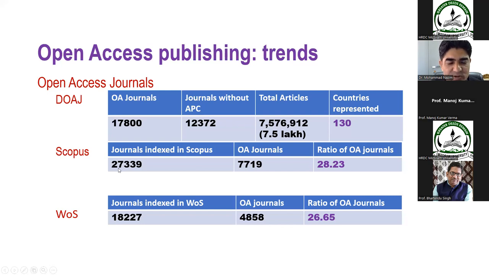Now come to Scopus. In the Scopus database, around 27,000 journals are indexed from different countries of the world, out of which around 7,700 journals are open access journals. The ratio is around 28%. In Web of Science, 26% of journals are open access journals. So in the case of journals, around 25 to 30% are open access in the world. The movement started in 2001, and now we are in 2023. So this is the achievement, that around 25 to 30% of journals of the world are open access.